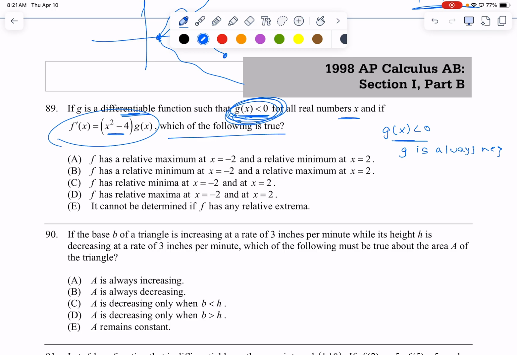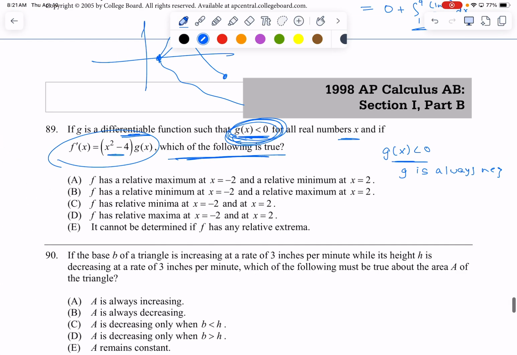That's what that means. Now, you want to figure out relative extrema for f. It says which of the following is true. So what you're going to do is find the critical values for the first derivative. Critical values for the first derivative are where it equals 0 or is undefined. You already said g can't equal 0, correct? So the only place it can equal 0 is where x squared minus 4 equals 0. What's that going to give you? Plus or minus 2.